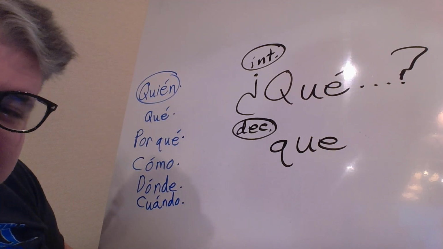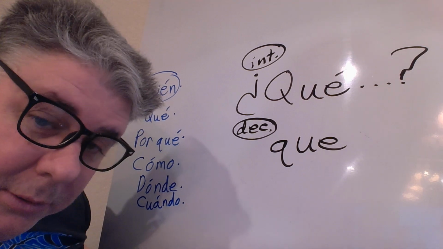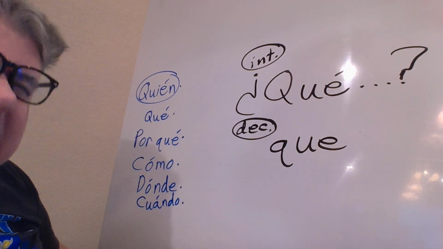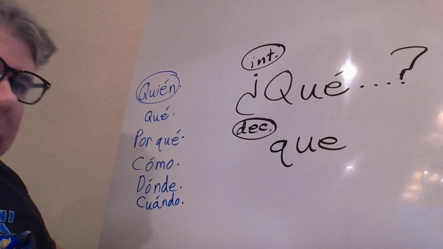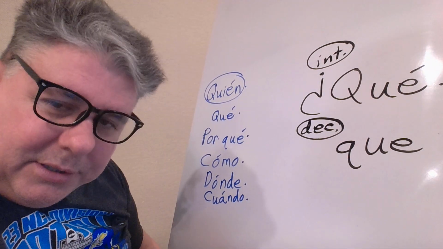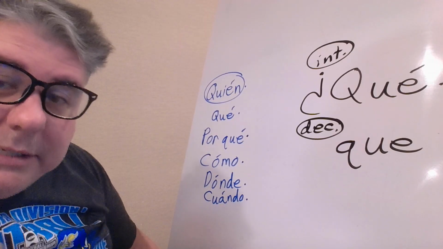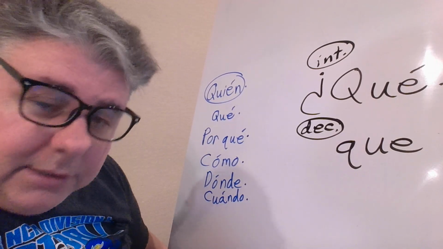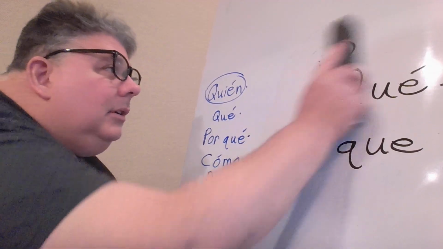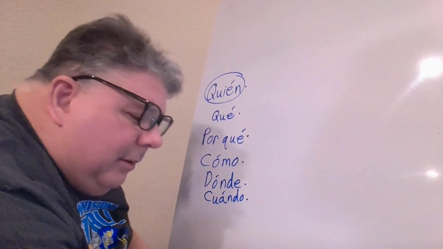Declarative. So that. So what? ¿Qué? What? ¿Qué pasó? What happened? And then that. It's more of a connecting word in the declarative. Like, I know that today is going to snow a couple of inches. I know that this iced tea is delicious. So that's que.